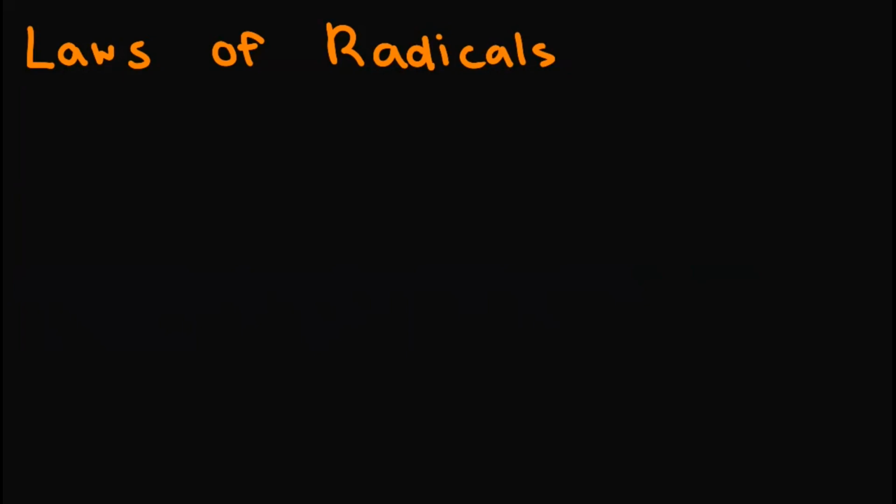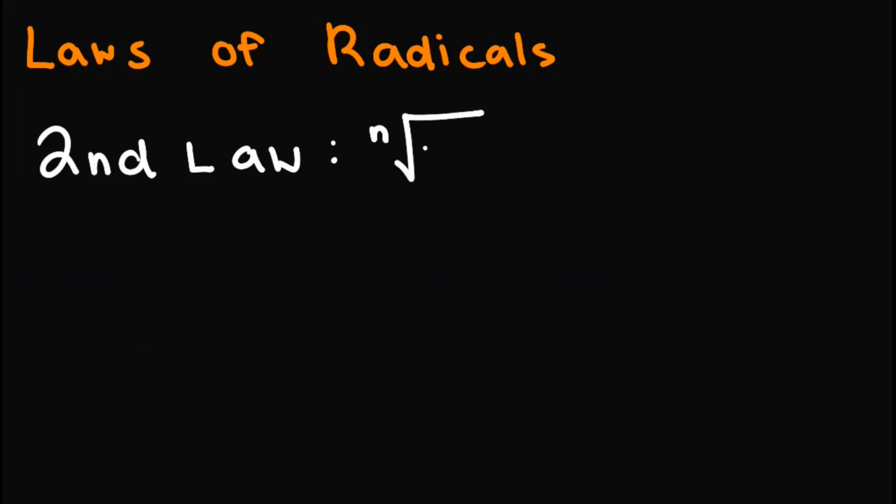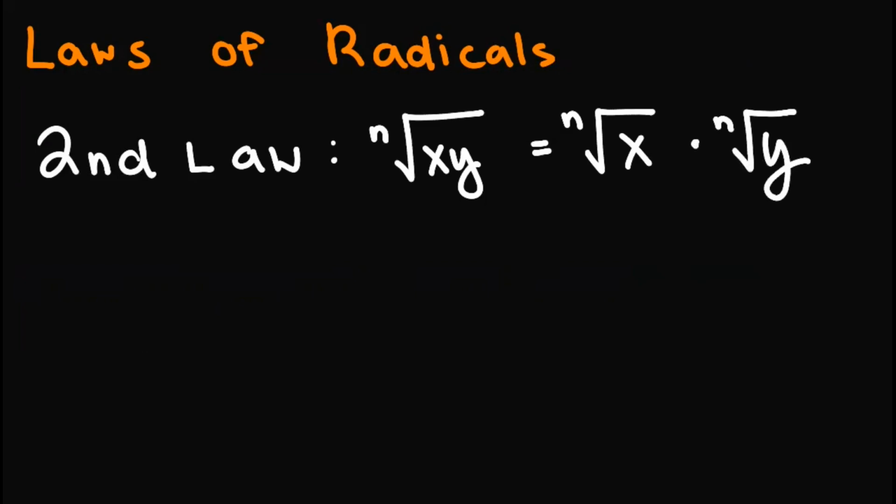Let's now proceed on the second law. The second law of radicals states that if we have the nth root of xy, this one is equal to the nth root of x times the nth root of y. So we can split it up.